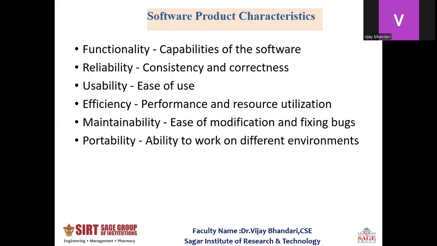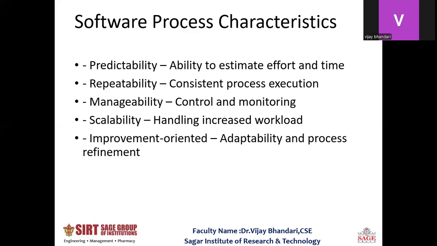So when we develop a software product and want to migrate it from one environment to another environment, it should work on the different environments. Now, next we move to software process characteristics. The first is predictability, second is repeatability, third is manageability, as well as scalability and improvement oriented.